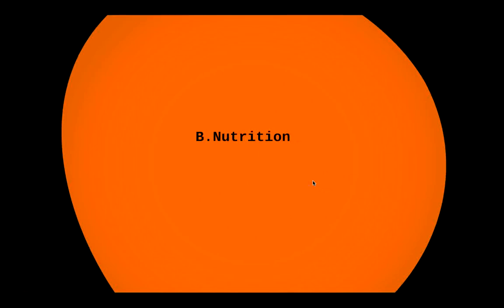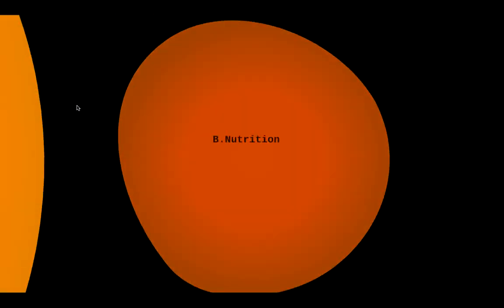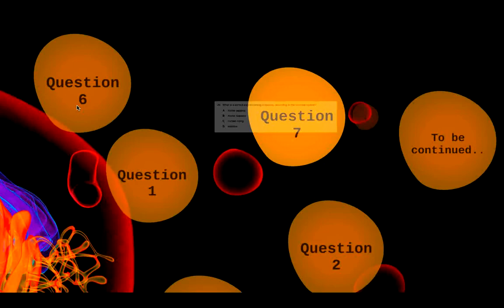Exactly, the answer is nutrition. The chicken eats the green plant. So whatever is in there, that will be digested by the chicken and the chicken will get the nutrients from that specific plant.